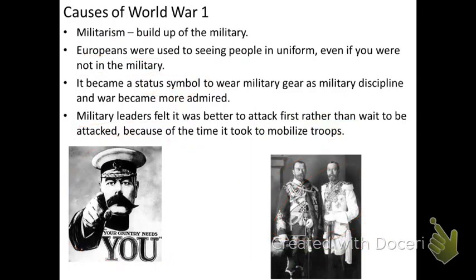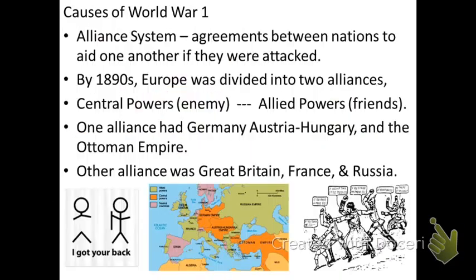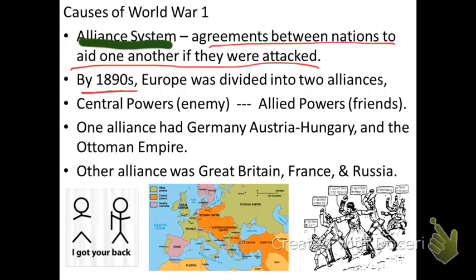Alright, let's go to our final cause of World War I, the alliance system. I can't really do a whole lot better than the explanation I gave you when we were looking at the vocabulary terms of the alliance system and how it worked out. The alliance system were agreements between nations to aid one another in case they were attacked. We had essentially two divided camps in Europe in the 1890s through the early 1900s.